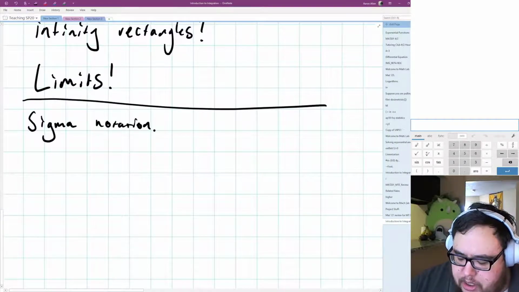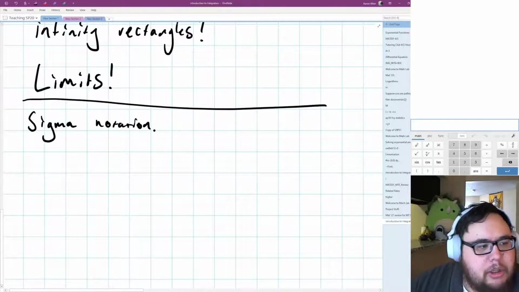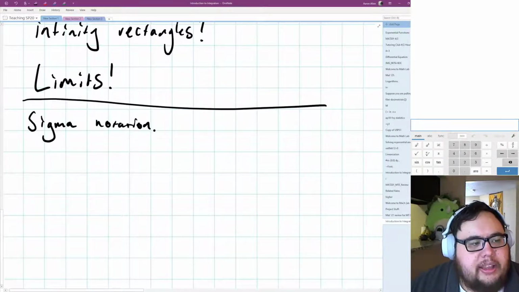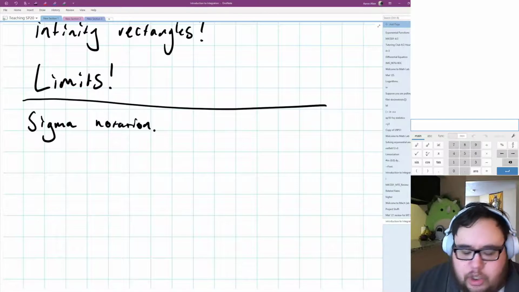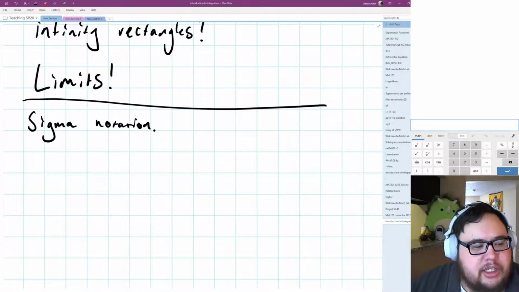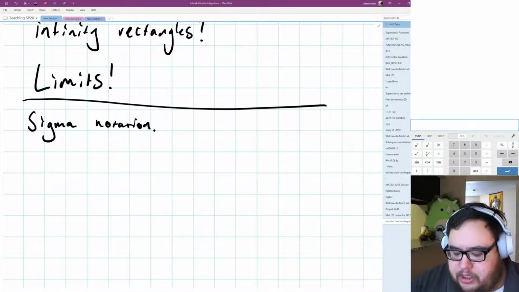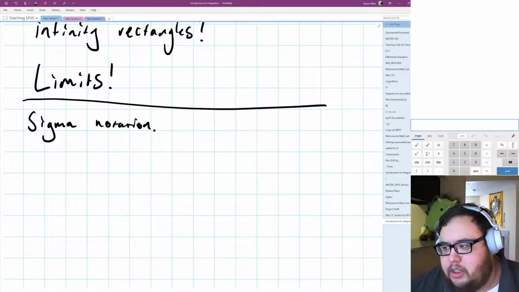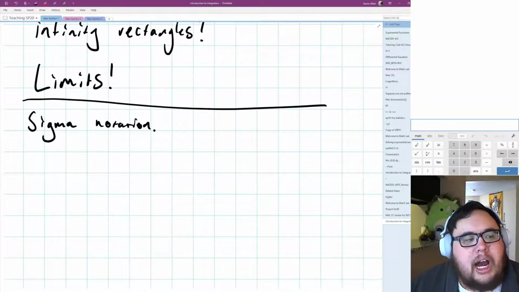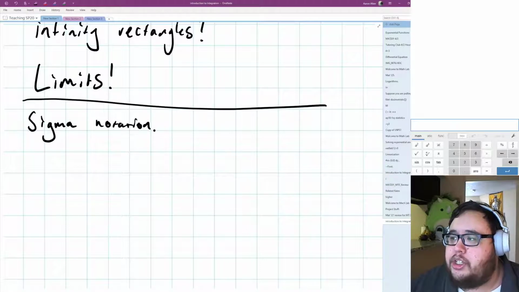We need to do sigma notation because we're going to be talking about adding up a giant load of numbers all together, and they're all going to be very similar numbers. So we need some compact way of writing this. I don't want to write a plus b plus c plus d plus e dot dot dot over and over and over again. I want a nice compact way to write a sum.